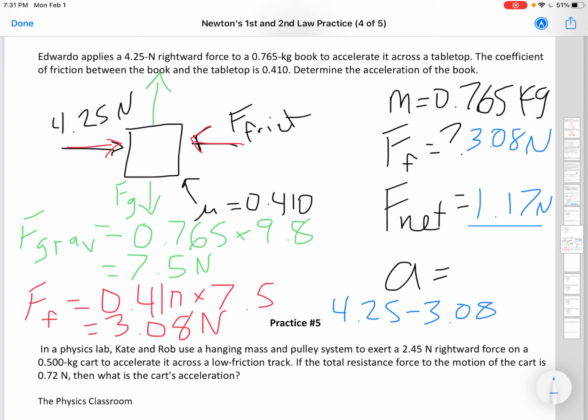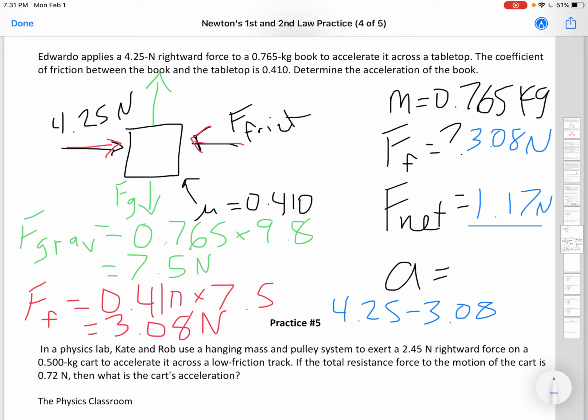Net force is what we need to get our acceleration, because now we've calculated everything. We've got all our forces in play, right? We have our friction pushing against our applied force. So the book is being slowed down as it's being pushed, or after it gets pushed. So now you can calculate your acceleration.